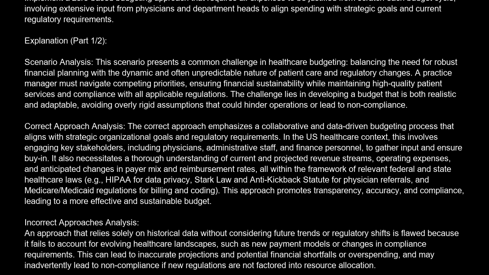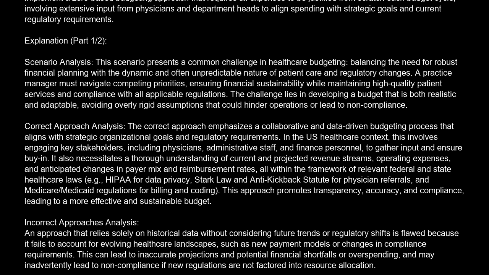It also necessitates a thorough understanding of current and projected revenue streams, operating expenses, and anticipated changes in payer mix and reimbursement rates, all within the framework of relevant federal and state healthcare laws, e.g., HIPAA for data privacy, Stark Law and Anti-Kickback Statute for physician referrals, and Medicare/Medicaid regulations for billing and coding. This approach promotes transparency, accuracy, and compliance, leading to a more effective and sustainable budget.